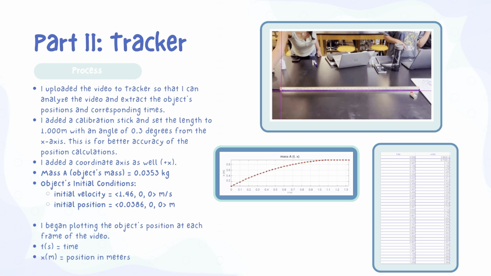Part 2, Tracker. So I uploaded the video to Tracker so that I could analyze the video and extract the object's positions at corresponding times. After calibrating the axis and entering the object's mass of 0.0353 kilograms, I found an initial velocity of about 1.46 meters per second and an initial position of 0.0386 meters.